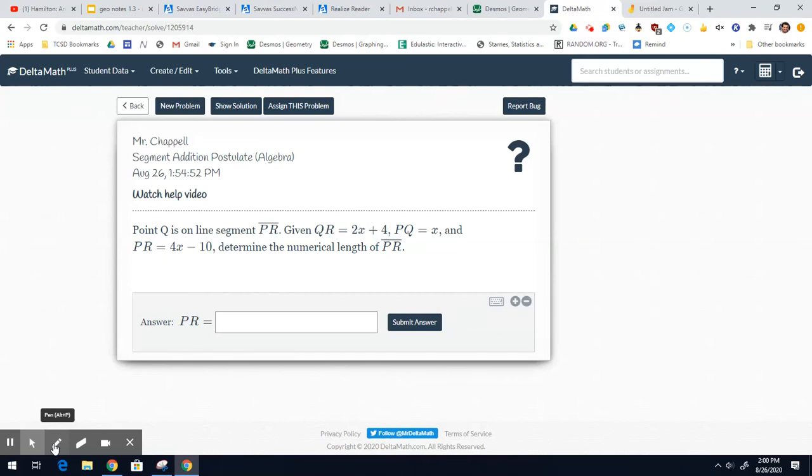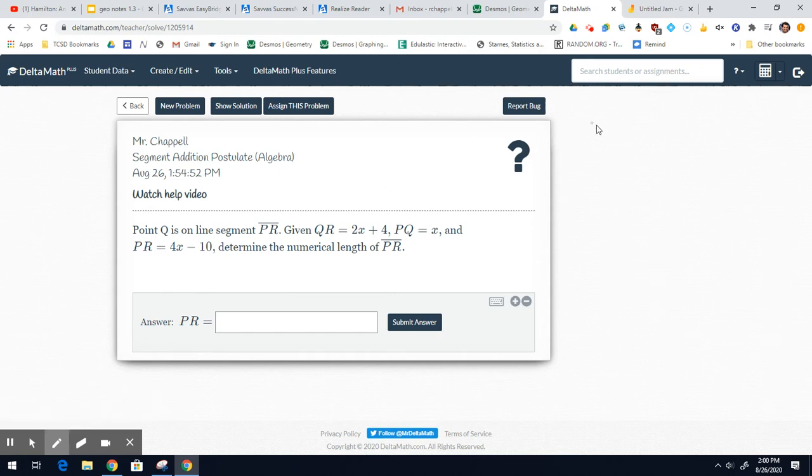Okay, so geometry, let's see how to do this problem here. It says point Q is on line segment PR. Given QR is 2x plus 4, PQ is x, and PR is 4x minus 10, determine the numerical length of segment PR. So for the visual learners in us, and if you are, that's great for geometry, you might want to draw a picture, right?